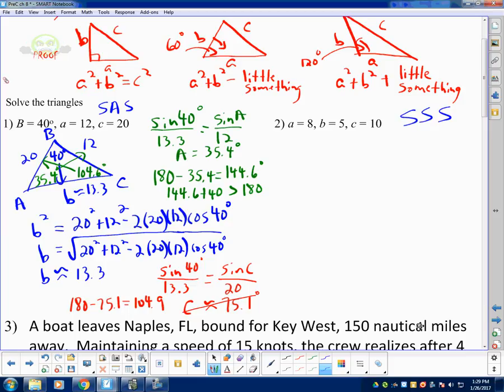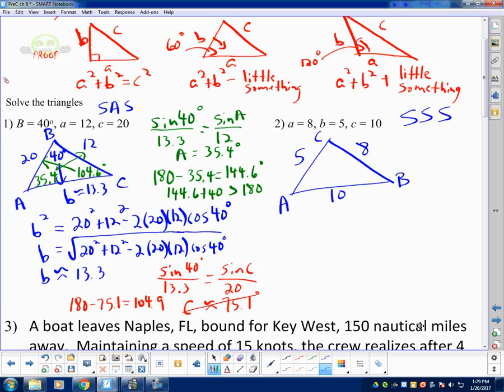And I'm going to just draw my generic triangle and start labeling the sides. So I have the 10, that's C, and then A is over here, 8, and then B is 5. And so what I'm going to do is use the law of cosines to find the angle. I'm going to find angle C first.